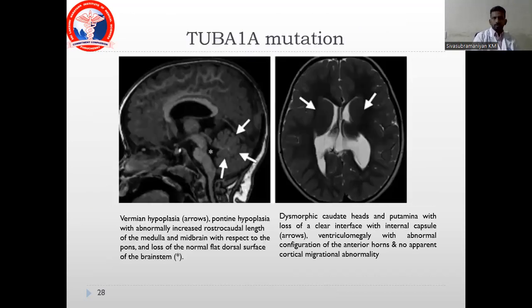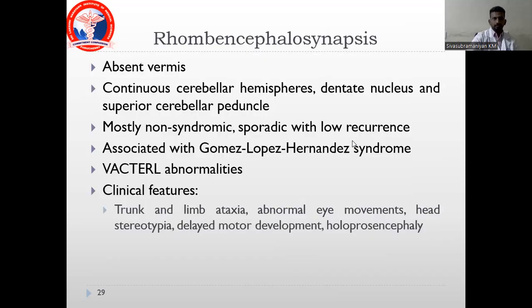So this is one TUBA1A mutation showing cerebellar dysmorphogenesis, and so we call it a dysplasia. And there is a kinking of the pons and the brainstem. So there is a pontocerebellar dysplasia and supratentorial abnormalities like the dysmorphic caudate nucleus.